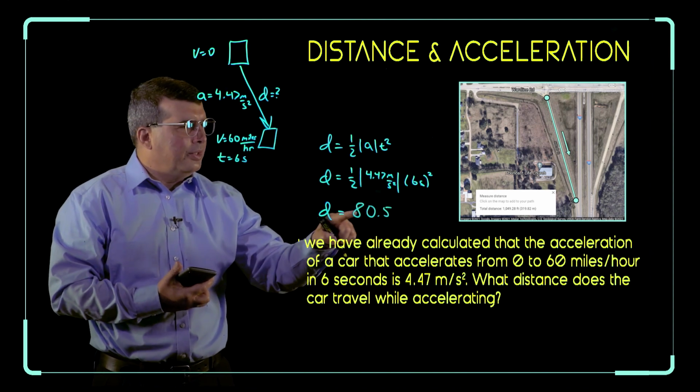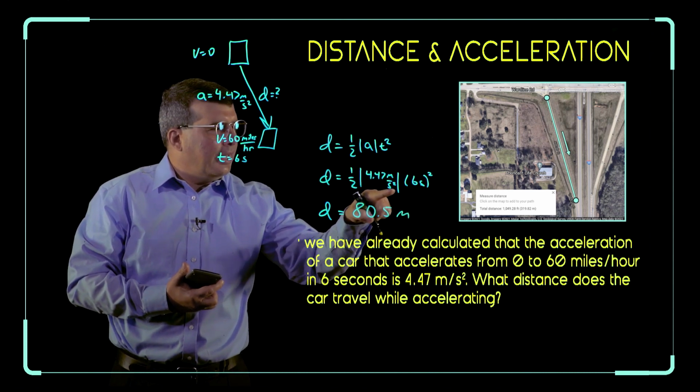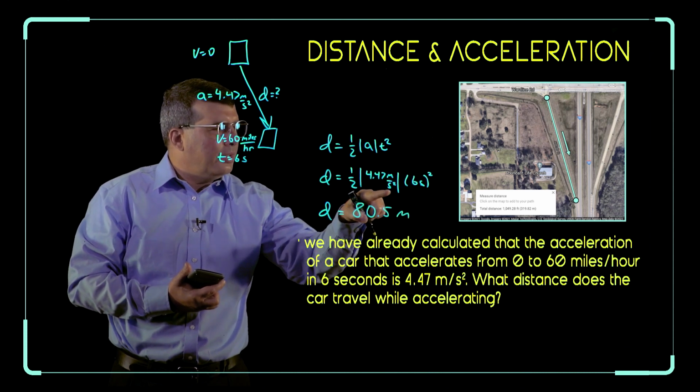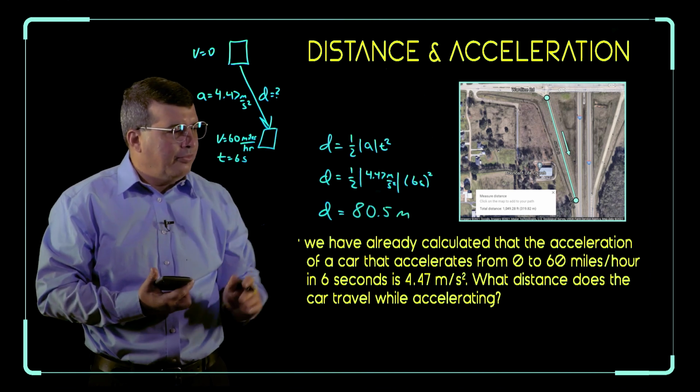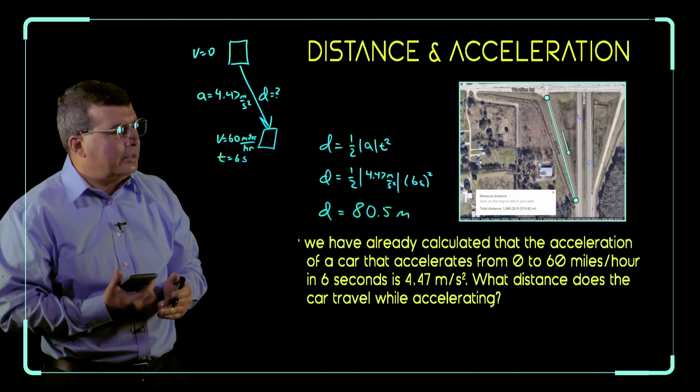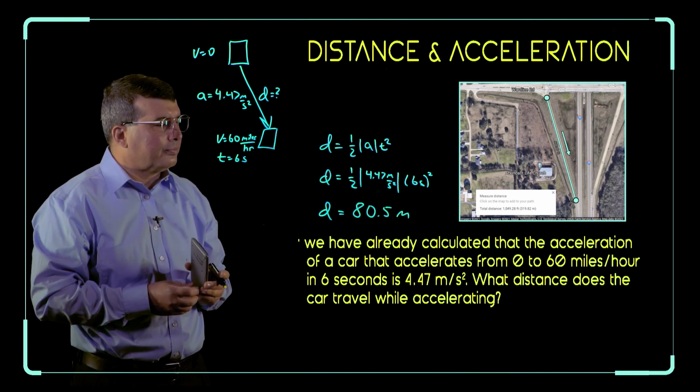And let's look at our units. I have meters, and then I have seconds squared divided by seconds squared. So my seconds squared cancel out, and I'm left with meters. And the answer is, the distance is 80.5 meters.